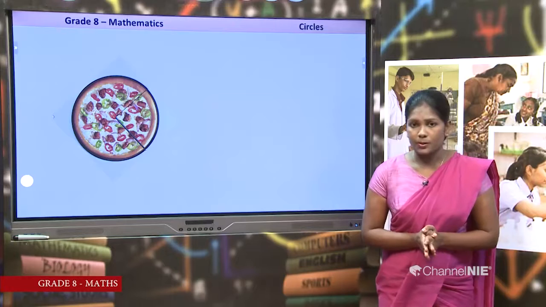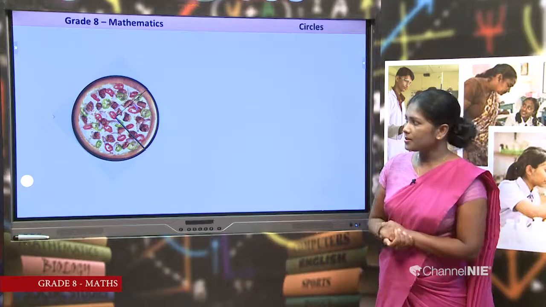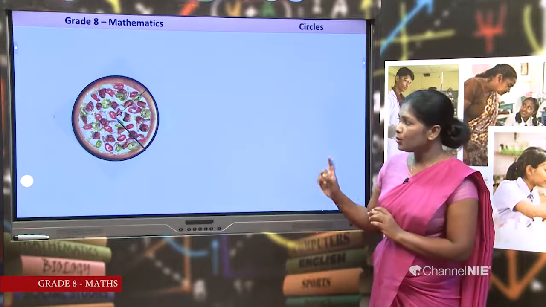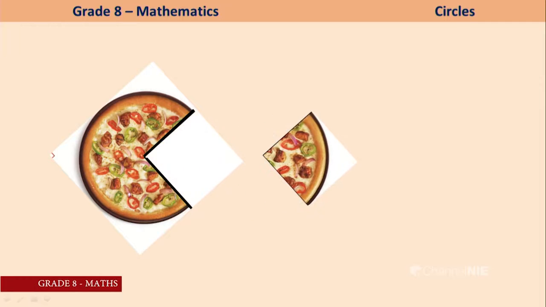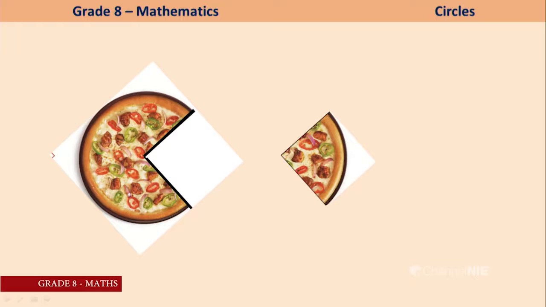There is a pizza also. Now this pizza is cut with 2 radii and an arc. Look at the diagram. There are 2 radii and an arc. So we can separate like this. So this piece we can call a sector. So a sector is a region of a circle. The sector is bounded by 2 radii and an arc. Look at that.